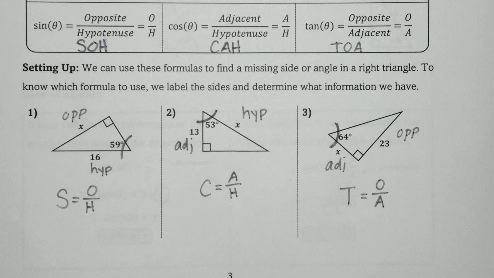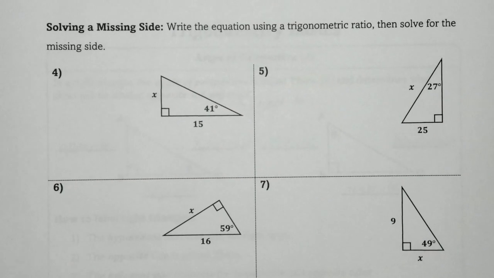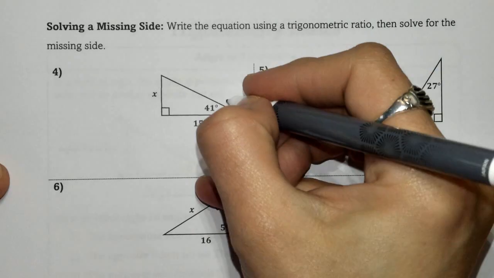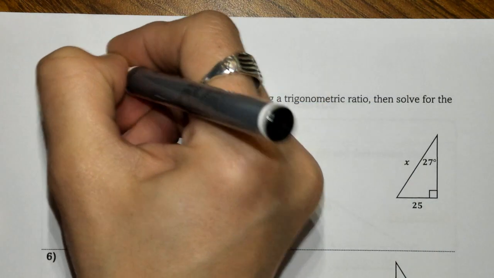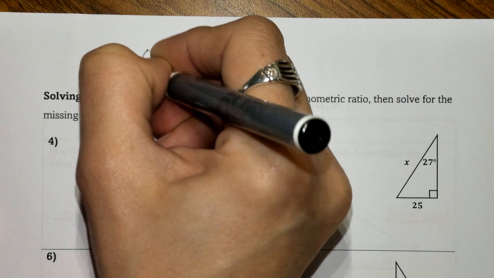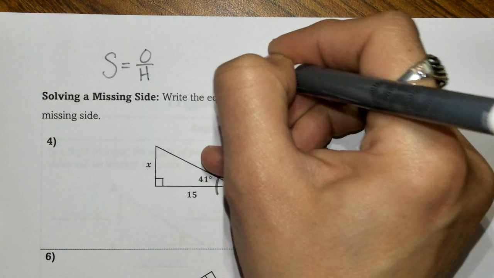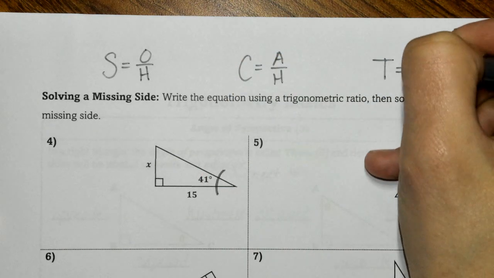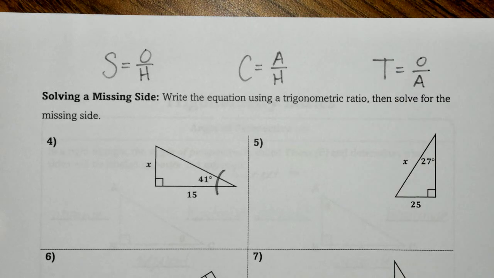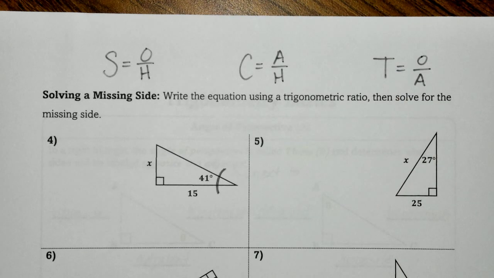So let's talk about actually solving these, finding that X. Go to the next page. And we are going to write the equation, and then we're going to solve. So we're going to start off with what we just did with 1, 2, and 3. First things first, let's go to our reference angle, right here at 41. Okay? Actually, let's write this at the top. Let's go ahead and write our SOHCAHTOA up here. Sine is opposite over hypotenuse. Cosine is going to be adjacent over hypotenuse. And tangent is going to be opposite over adjacent. All right. So we got our reference angle.